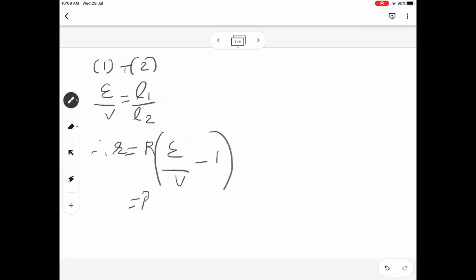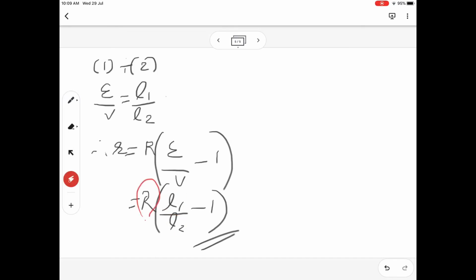And the internal resistance equation, you recall, is r equals R times (E minus V) by V, that is, R times (E by V minus 1). And instead of E by V, L1 by L2 can be substituted. And capital R is the known value of the external resistance. So knowing L1, L2 and capital R, you can solve for small r, the internal resistance. Thank you.